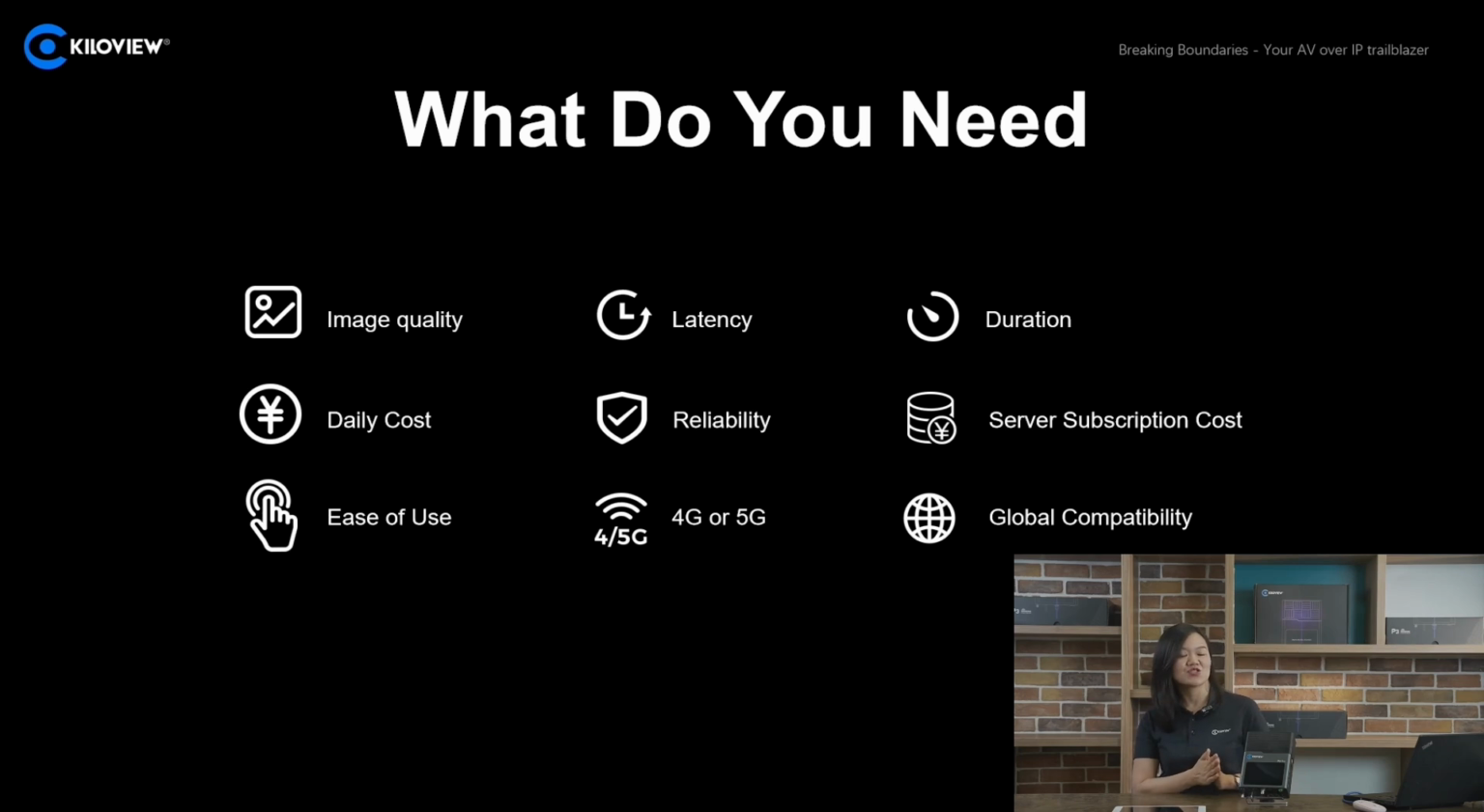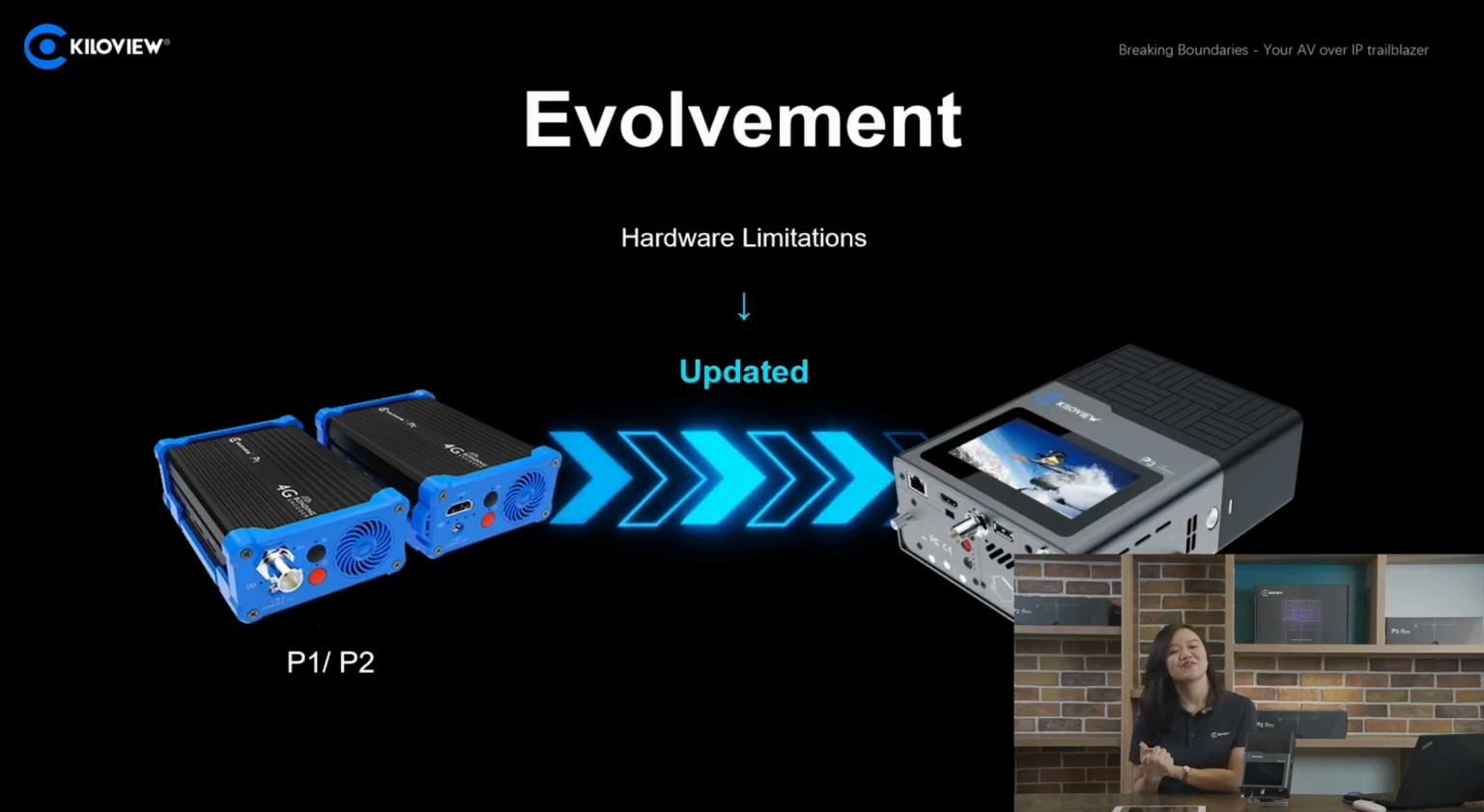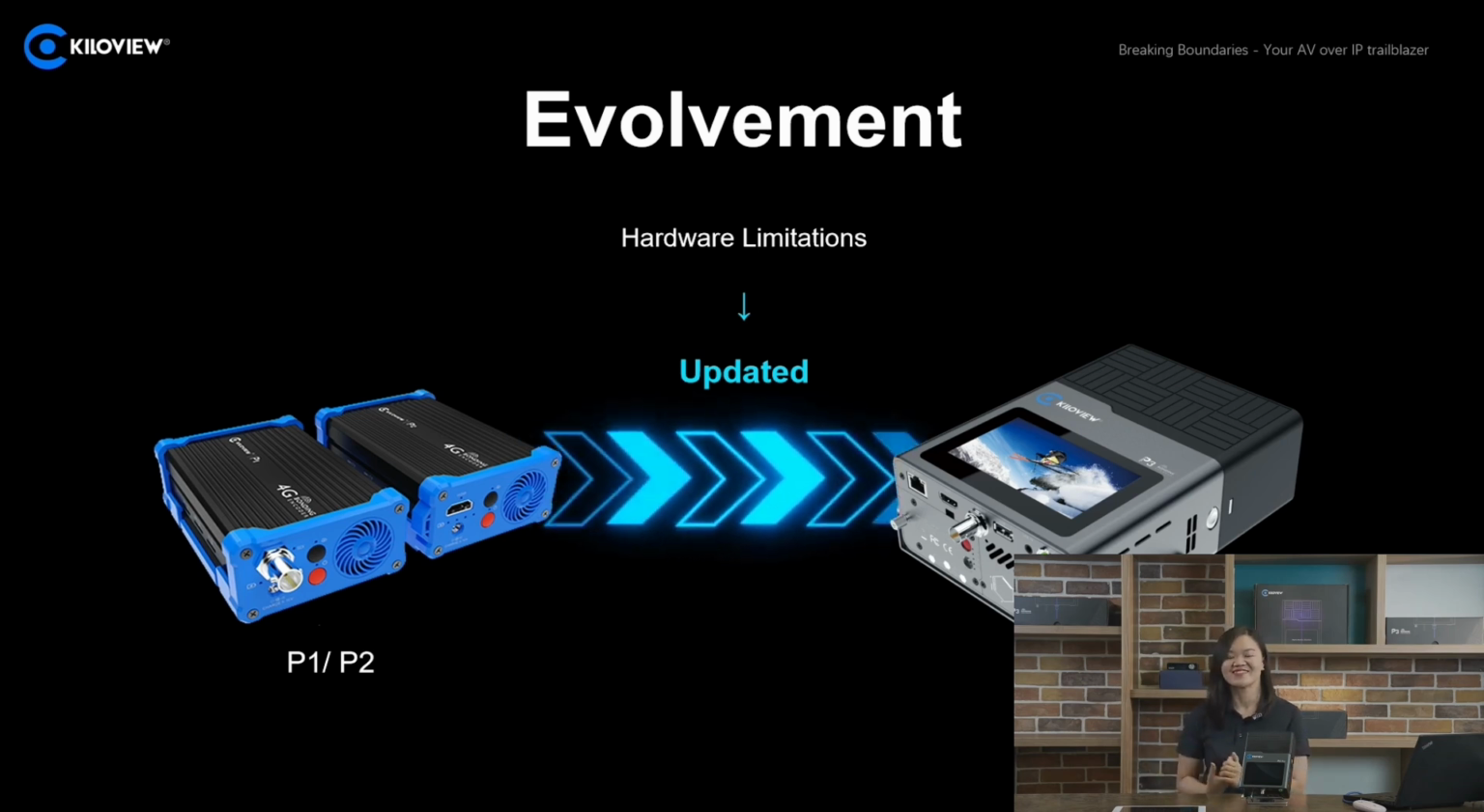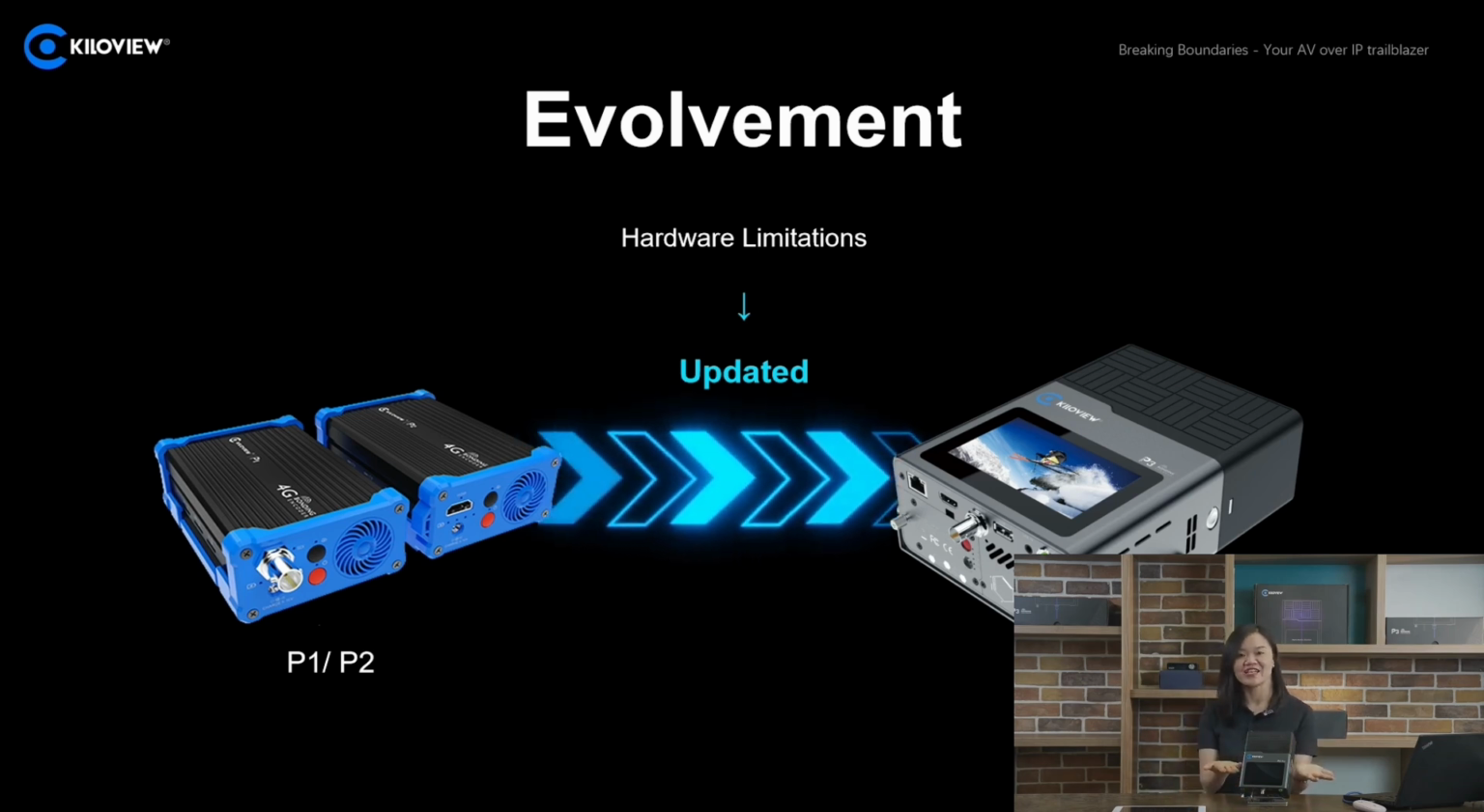I believe that's actually what we heard, or the feedback we received from our customers. They want a reliable one. It should be cheap. It should be easy to use. There's no subscription cost for the server, and they can choose 4G or 5G, depending on the real application or the desire. And it should be a global version. It should have a better battery for long-time streaming. Of course, high image quality, low latency, etc. So that's exactly what we wanted when we started designing the new product, the P3.